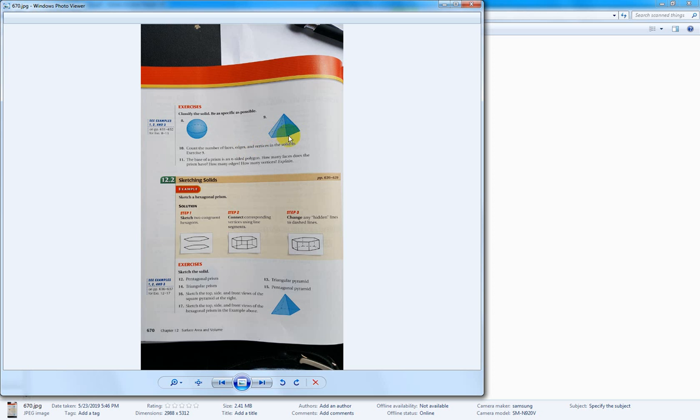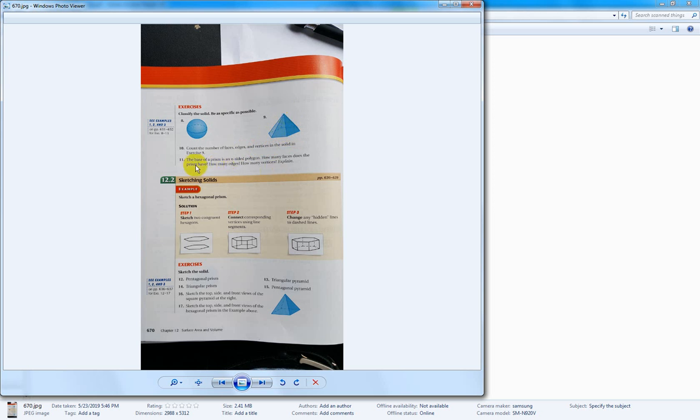Edges, those are the lines. There are 6 lines in the hexagon, and there are 6 poles going up in this little tent type thing, so that would be 12. 6 plus 6 makes 12. Vertices, there are 6 in this hexagon and 1 on top, so that makes 7.